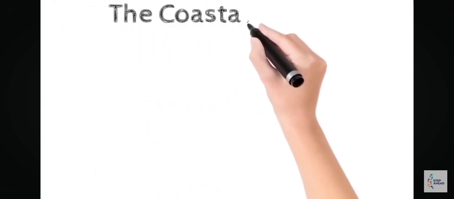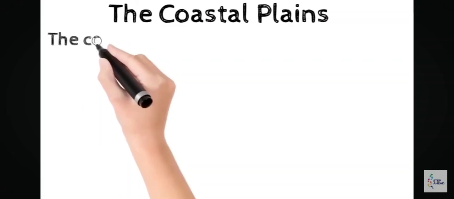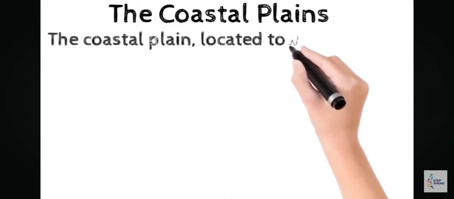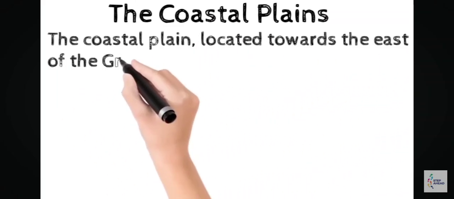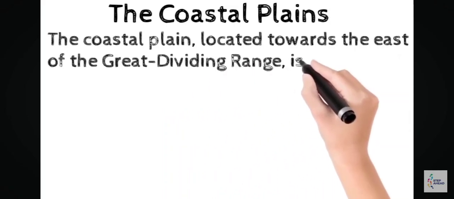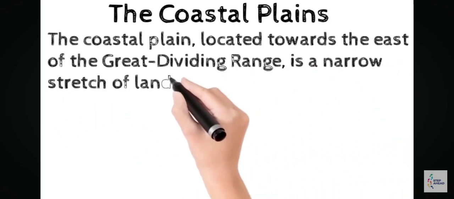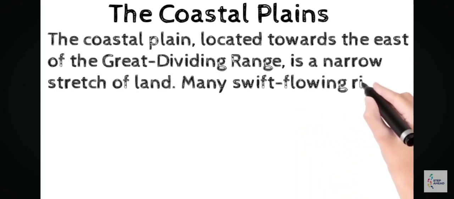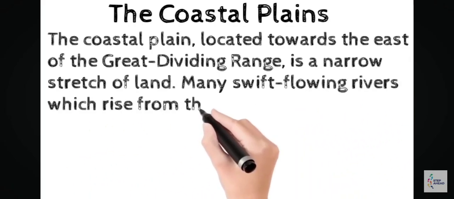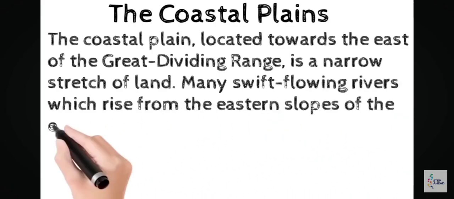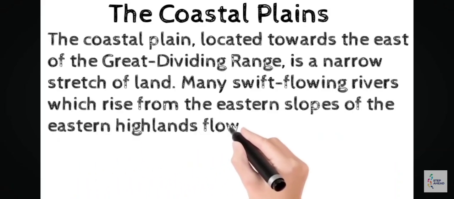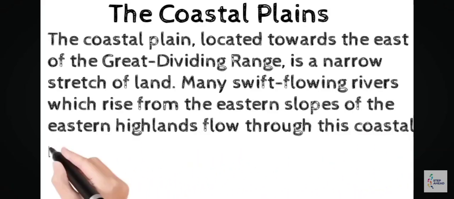The coastal plains. The coastal plains located towards the east of the Great Dividing Range are a narrow stretch of land. Many swift flowing rivers which rise from the eastern slope of the Eastern Highlands flow through this coastal plain.